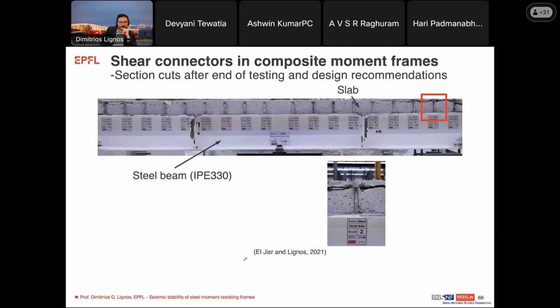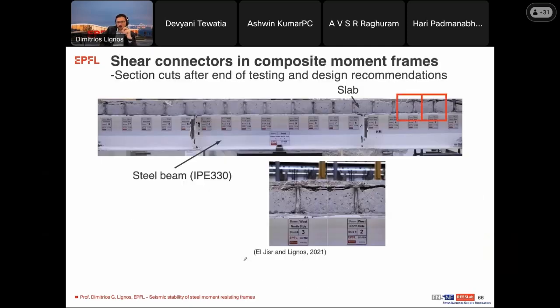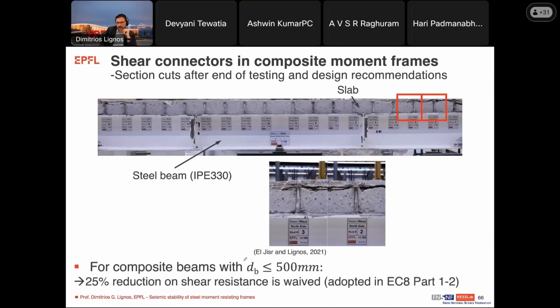So again, this is the reality, and for composite beams with beam depths smaller than 500 millimeters, in addition to the test, we've done several simulations, and we've shown that the 25% reduction on shear resistance can be waived, and this has been adopted in Eurocode 8 Part 1.2 as part of the seismic requirements for composite systems.